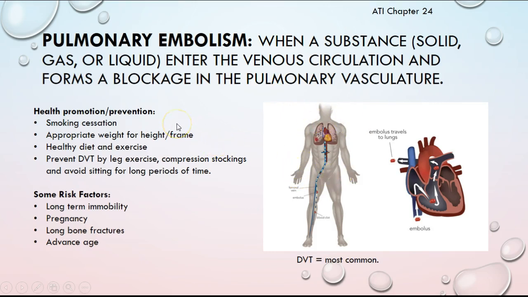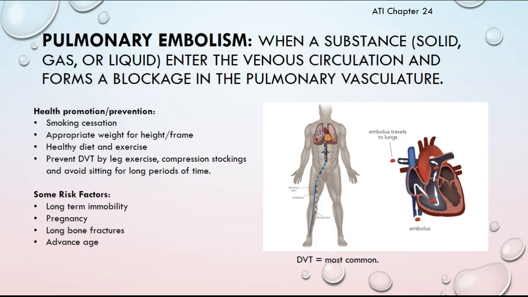Okay, so ways to help prevent them is to tell people to stop smoking. Make sure somebody is the appropriate weight for their height and frame, healthy diet and exercise. Prevent DVTs by leg exercises, compression stockings, and avoid sitting for long periods of time, because really it's about blood pooling and a clot being able to form. And then what happens, that clot breaks off and it travels up to the lungs.